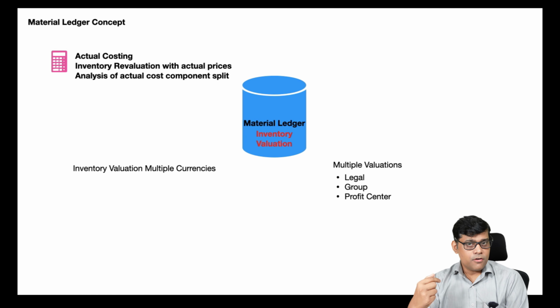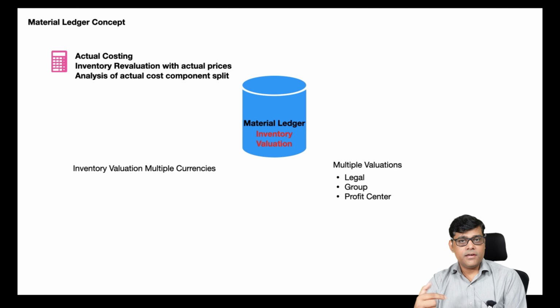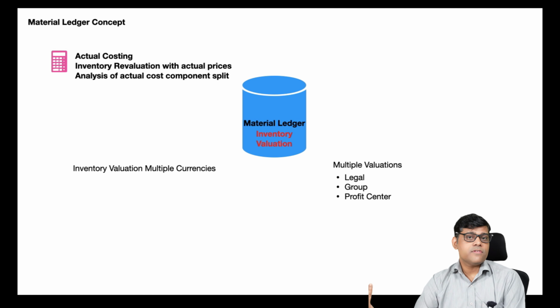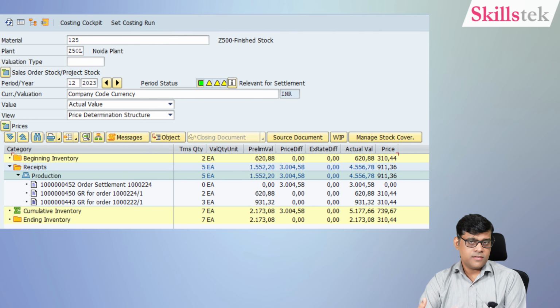If you are working on actual costing, then your material ledger is important. If you are working on multiple valuations, as I said here, legal valuation, group valuation, profit center valuation, then the material ledger is very, very important, and it is a very vast area. So when I want to see all the reports related to a particular inventory, I can go to the CKM3 report and I can see the differences, the production variance. You can see this report, this is the CKM3 report.